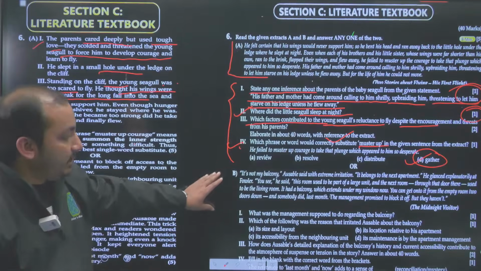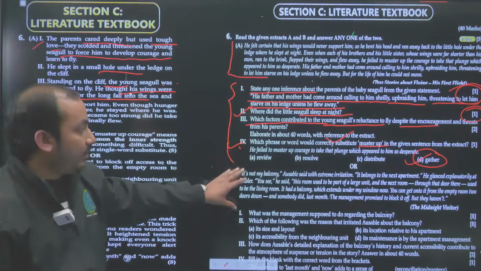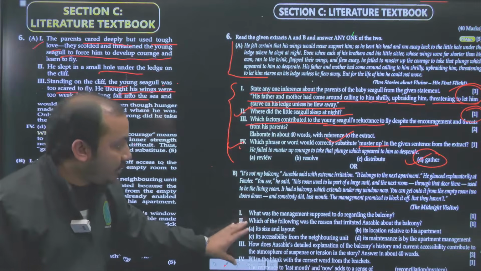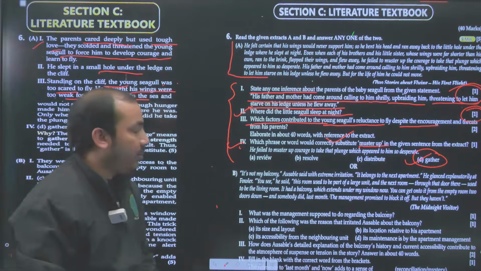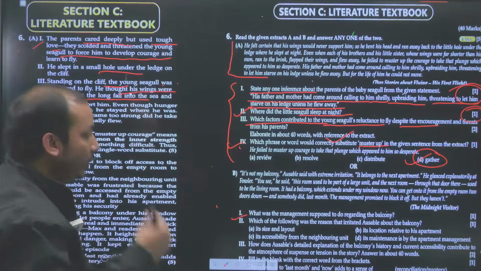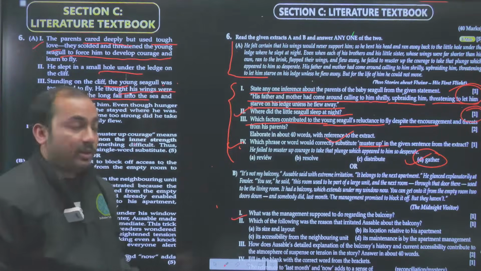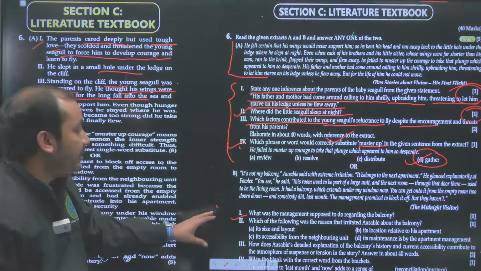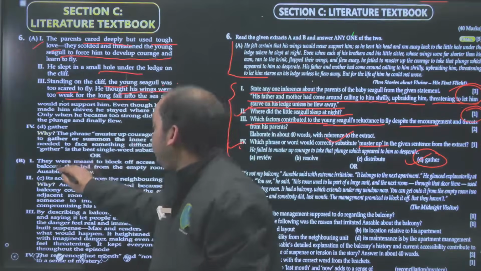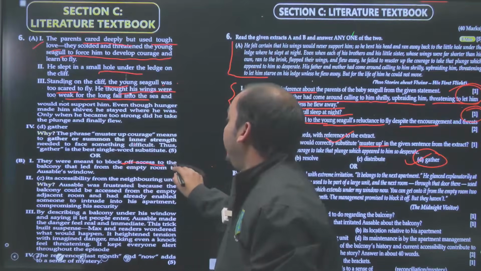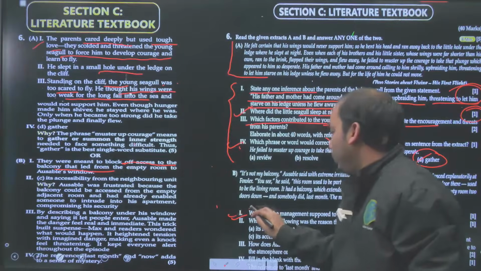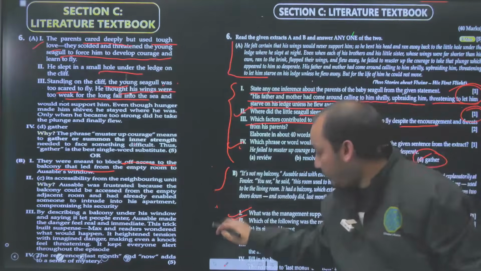The second part is from the chapter Midnight Visitor. Here also there are 5 marks questions, and we have to write the answers for those questions. The first question is, what was the management supposed to do regarding the balcony? So in the story we have seen the management was supposed to block the unit. It means they were meant to block off access to the balcony. So that is the correct answer for question number 1 from section B.